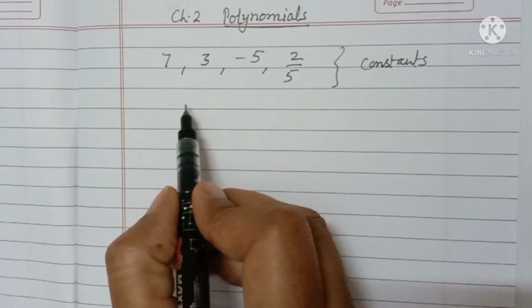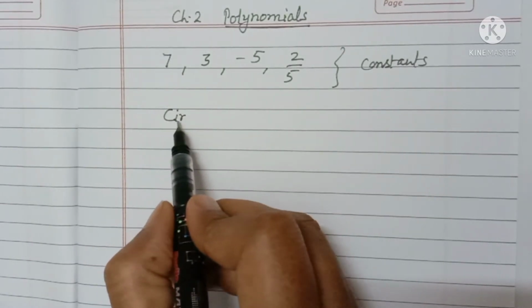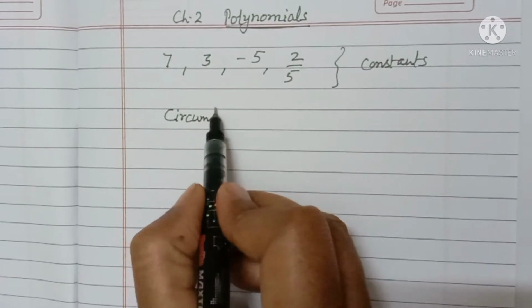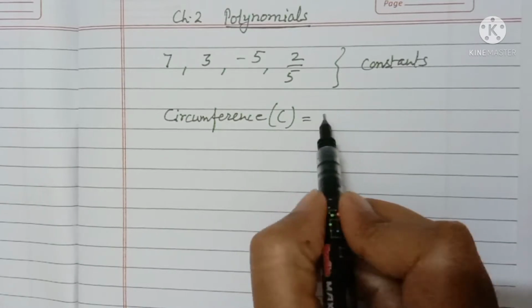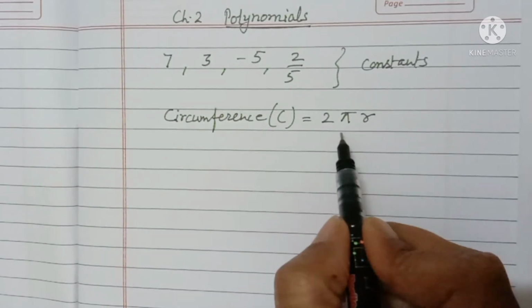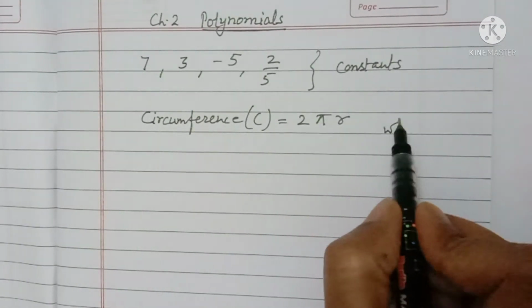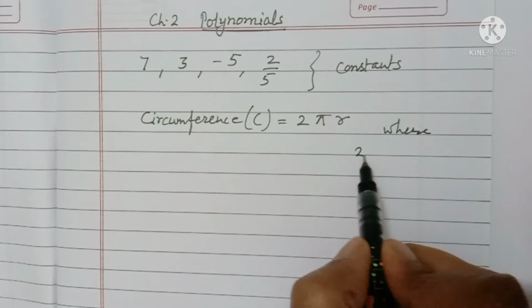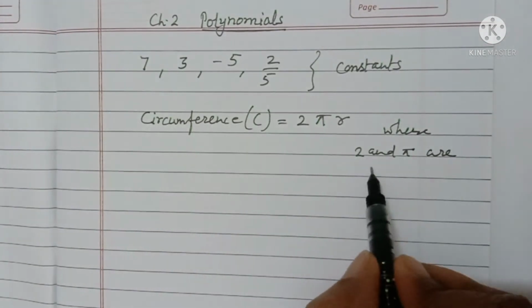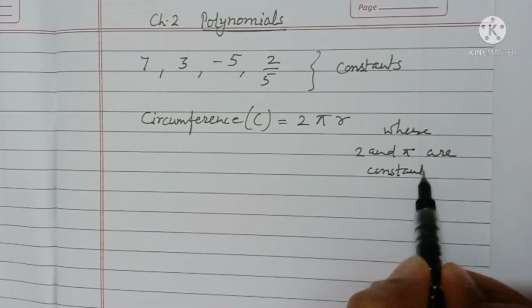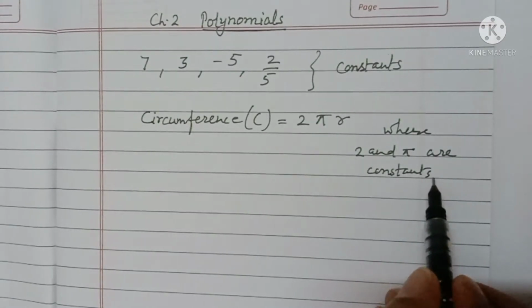Consider a circle whose circumference C is equal to 2 pi r, where 2 and pi are constants. Why are we saying these are constants? Because they will not change their values.